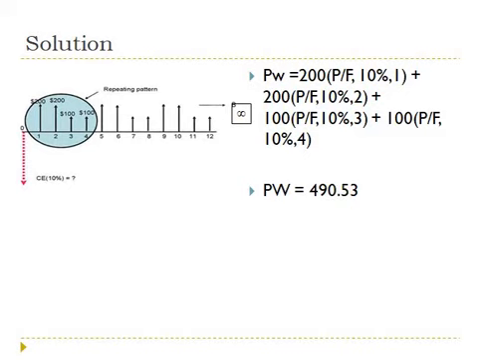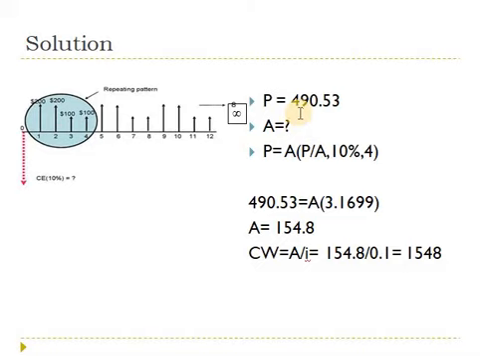$490.5. So now I got the present worth. Can't I get its annuity? P equals A into P knowing A, 10%, 4, because I have 4 payments. So out of this equation, I will get the value of A. So A is 154.8. Now we can apply the equation of the capitalized worth, P equals A over I. So this is A and this is I, 10%. So this is the capitalized worth. So you see, it's easy. You just need to get the value of A, and that's it.